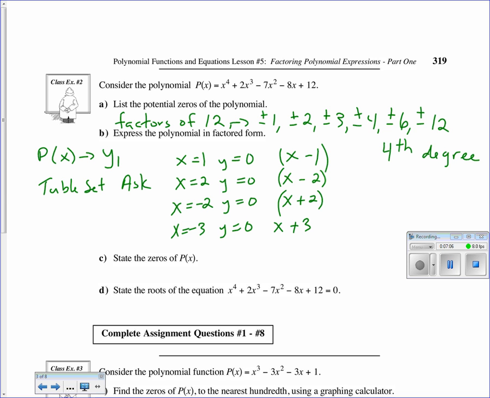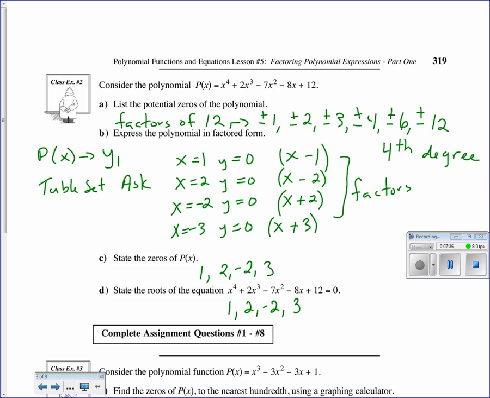So I can state the zeros. I have done that already: 1, 2, minus 2, and 3. And I've got my roots written out: x minus 1, x minus 2, x plus 2, x plus 3. Actually, those are my factors, aren't they? These are my factors. And the roots of the equation, the possible solutions, are 1, 2, minus 2, and 3.